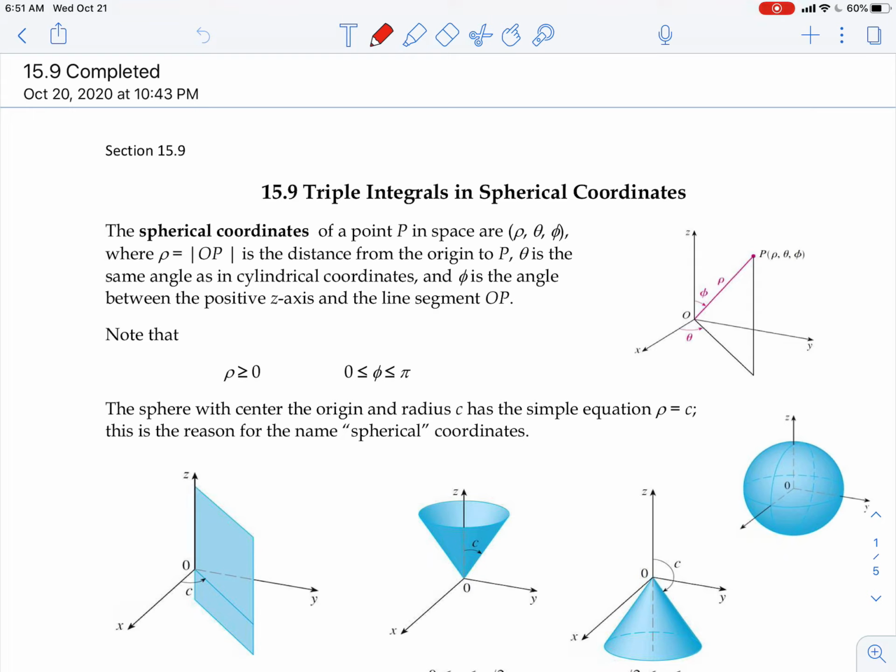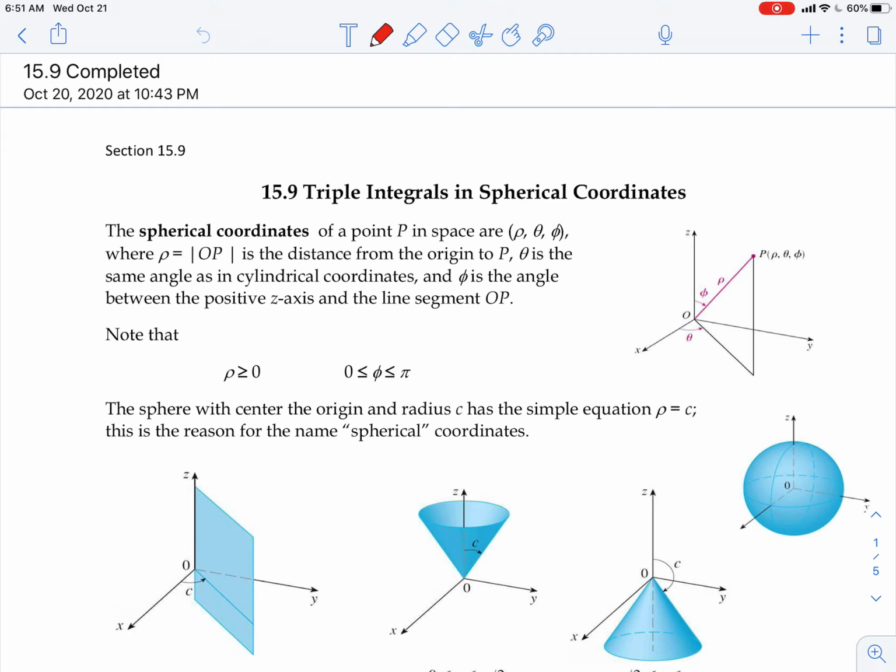Hello and welcome to section 15.9, triple integrals and spherical coordinates. What we're going to talk about today is, instead of our regions being defined by a cylinder, now our 3D region is going to be defined by either spheres or cones.